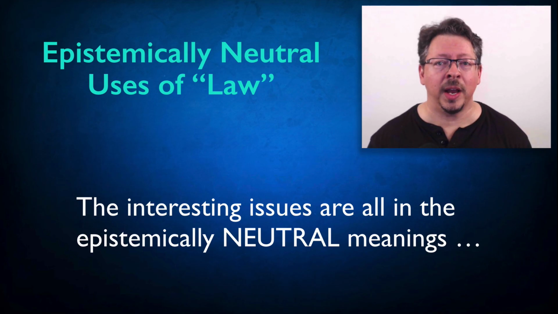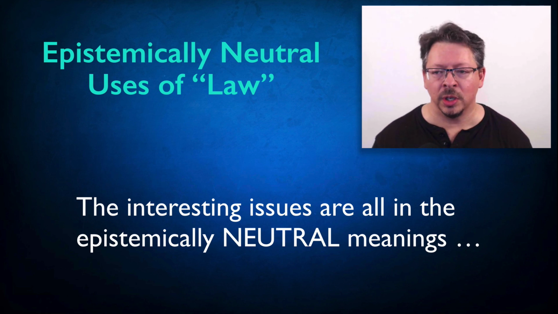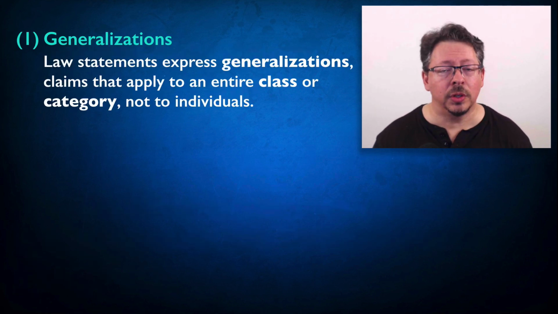So I think I've made good on this claim that all the really interesting issues concerning the concept of a scientific law are tied up with the epistemically neutral meanings of the term. Here we've looked at three distinct roles that the concept of a law plays in our scientific understanding of the world. First, and most obviously, laws express generalizations about the world. They make claims about entire classes or categories of things. They capture patterns and regularities in the phenomena and in relationships between physical properties.